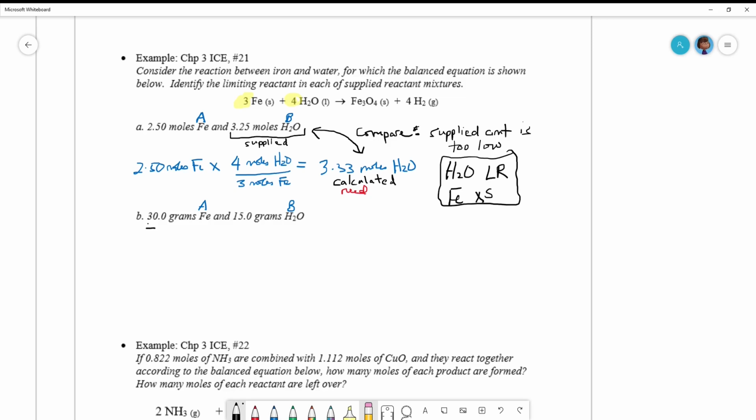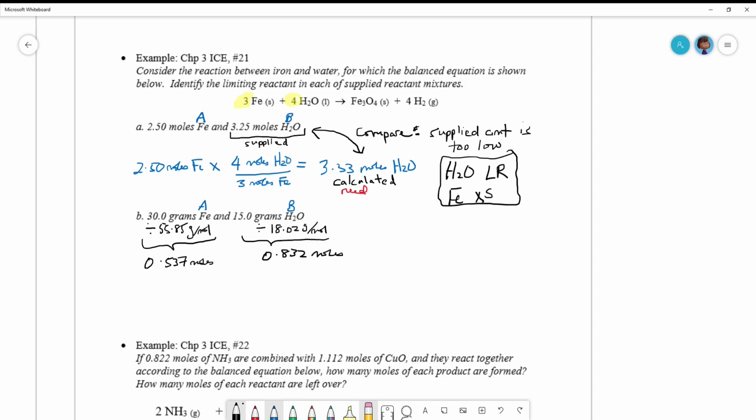So the molar mass of iron is 55.85 grams per mole. And the molar mass of water is 18.02 grams per mole. So we're just doing a quick mass to moles conversion. And that means that 30 grams of iron is identical to 0.537 moles of iron, while 15 grams of water is really equivalent to 0.832 moles of water. Okay, now we have our mole quantities.